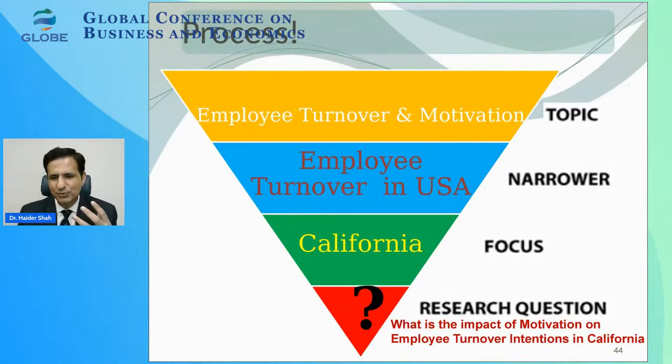All right, now you see here is the flow. The topic is what? Employee turnover and motivation. How did we narrow it down? Employee turnover retention phenomena in USA. Now more focused, employee turnover retention phenomena in California, USA. What would be the research question for it? What is the impact of motivation on employee turnover retention in California? So this is how we narrow down the topic from very general to very specific.